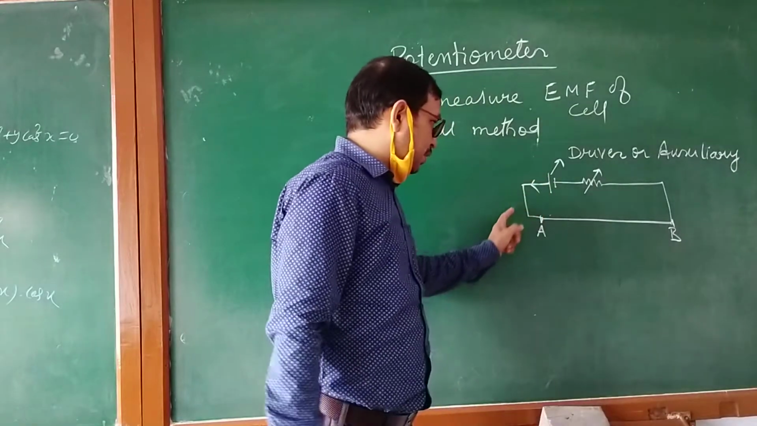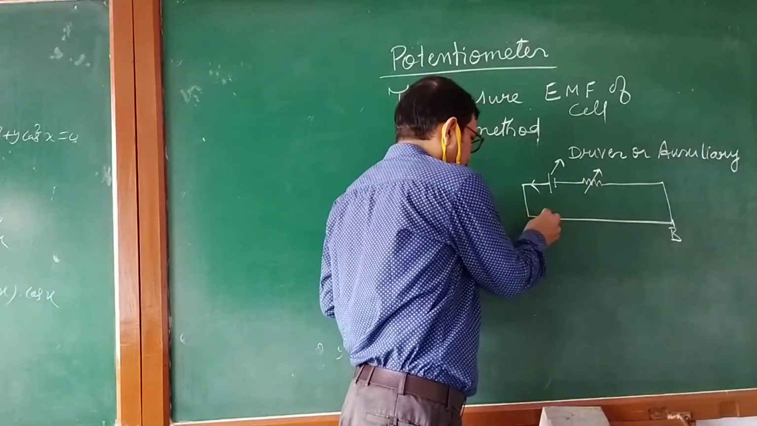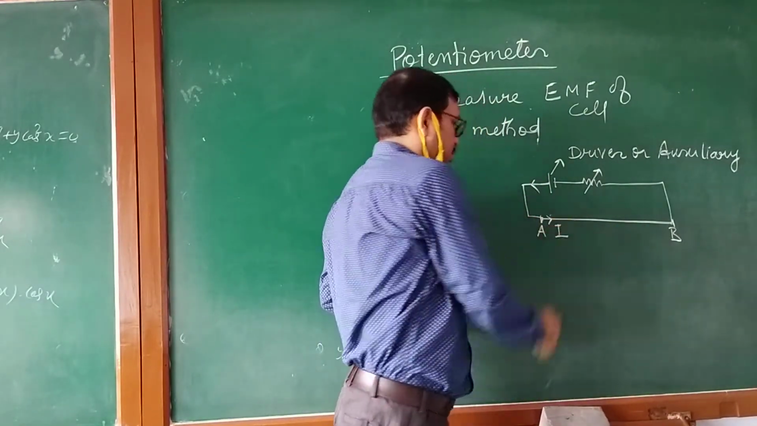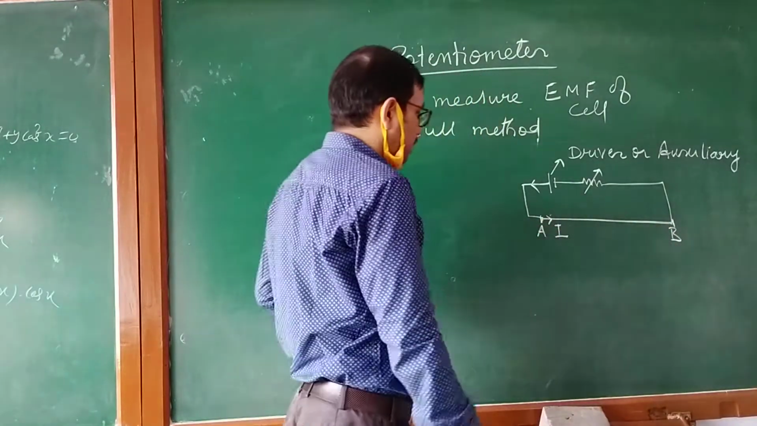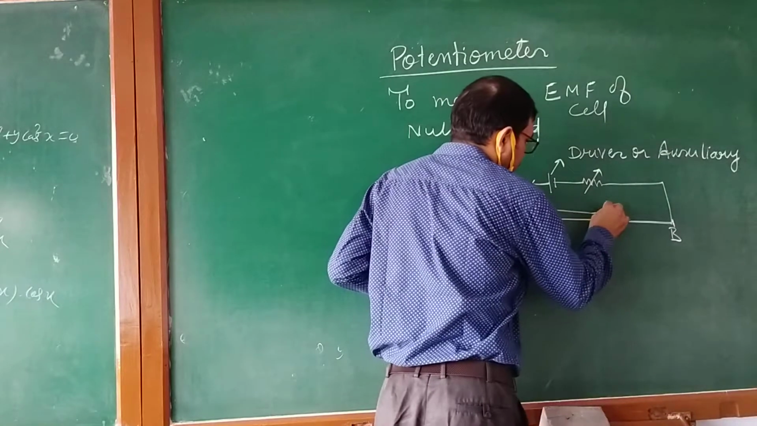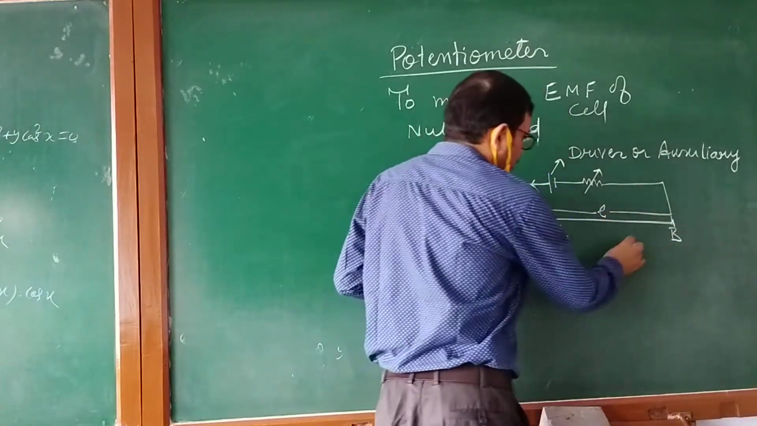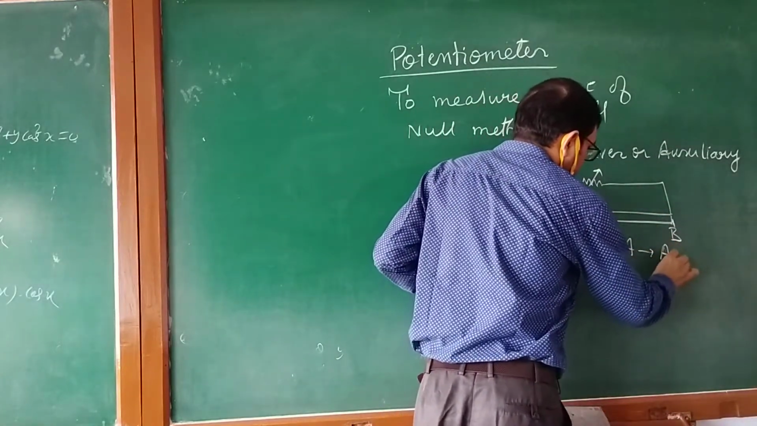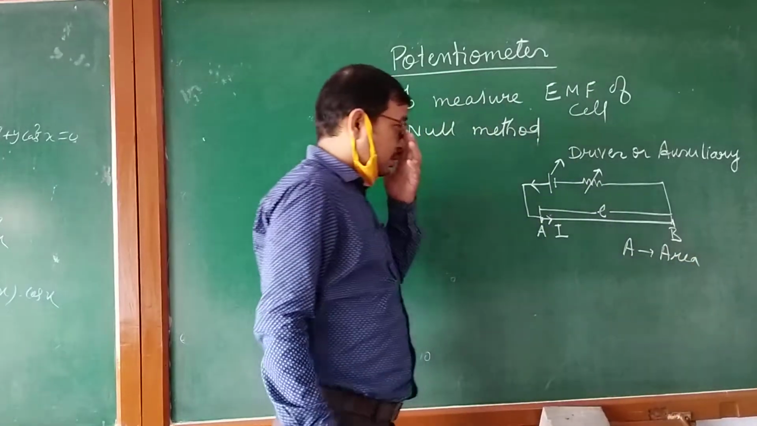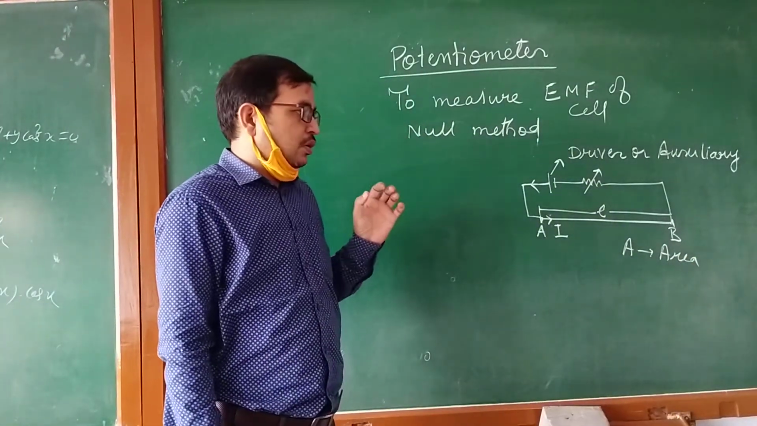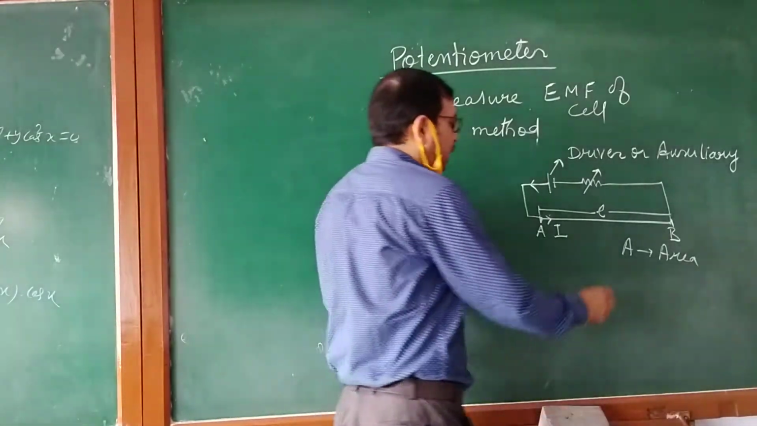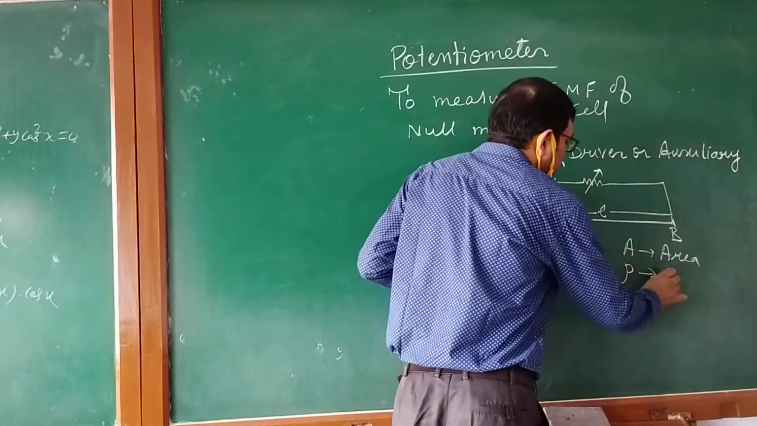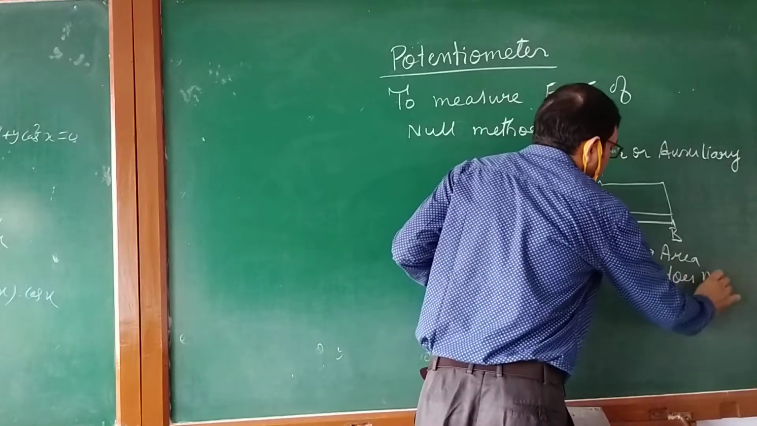So current will be supplied through this. Suppose current I is coming here, and suppose the length of wire AB is L, area of cross section A. Remember that this wire is made of alloy like Constantan or manganese, and it has resistivity that does not change with temperature.